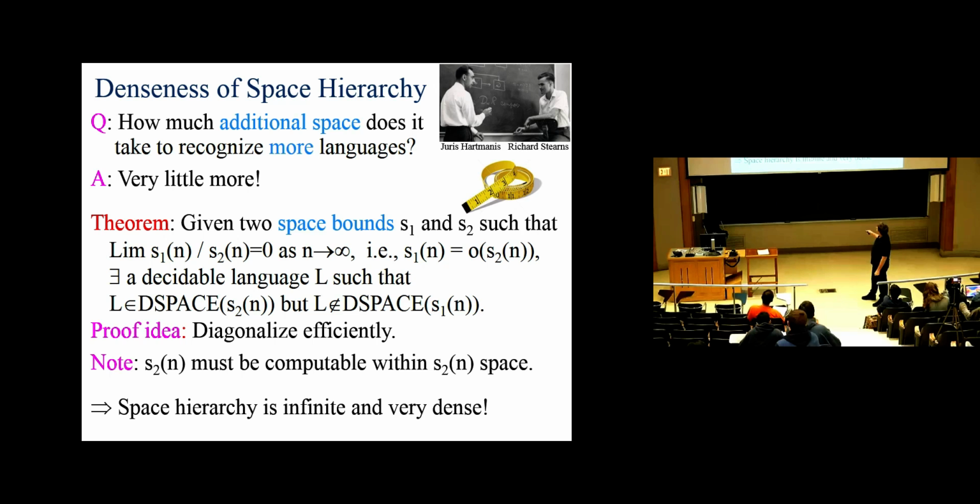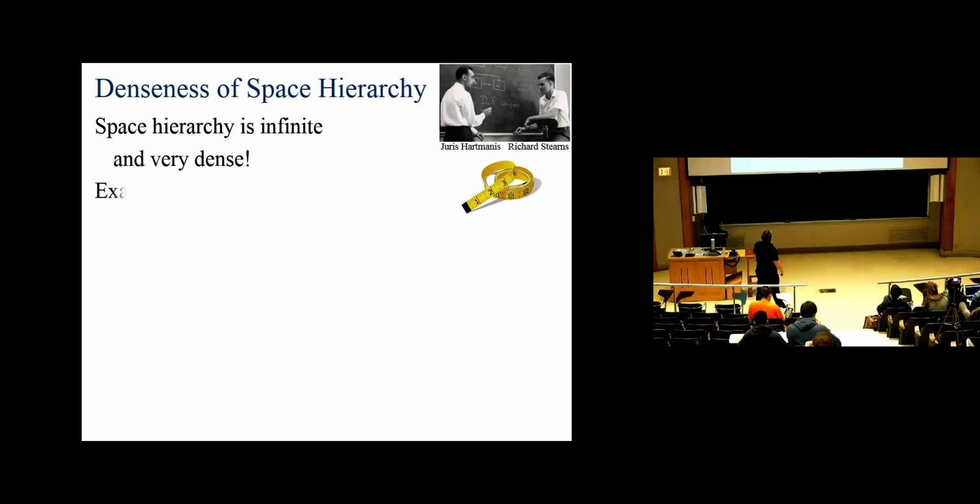Okay, so the space hierarchy is not just infinite. We've already seen that from a previous theorem. Now we see that it's dense. These containment classes are arbitrarily close together to each other, slightly larger, slightly larger. They don't have to take big quantum leaps, like by squaring or exponentiating or anything like that. Okay, so that is a very interesting result.